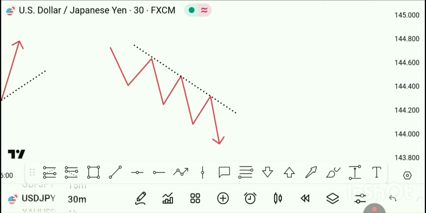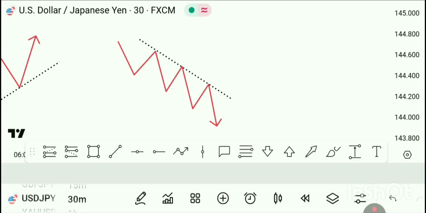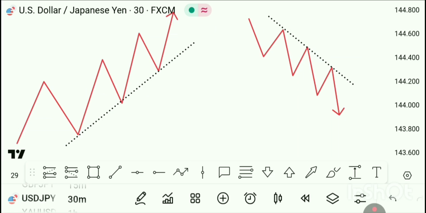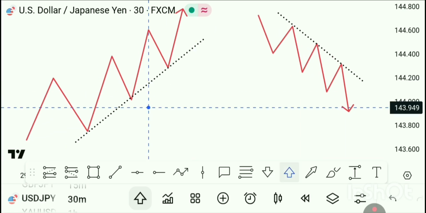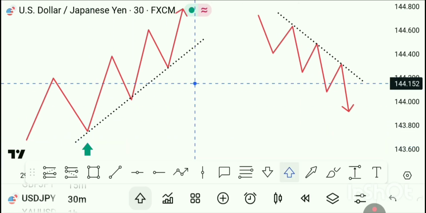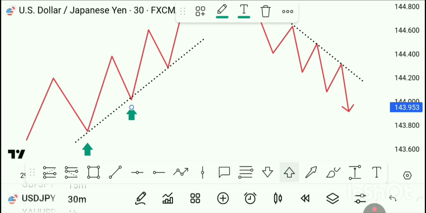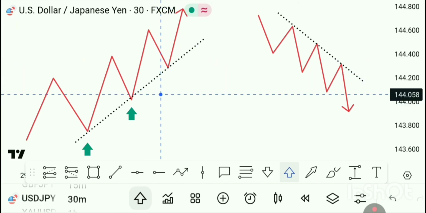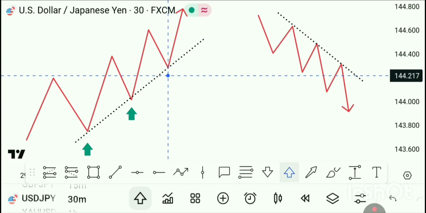Now, for a trend line to be valid, it has to touch at least two levels on the chart. One, two, at least two. Two is okay. Then the third touch is where you can look for a reaction to take your trade.